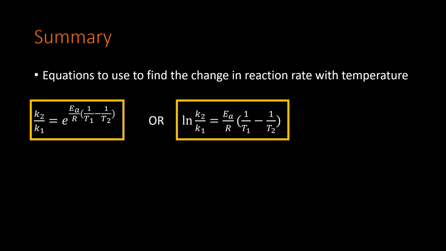And if you don't have access to scientific calculators, but instead you have access to log and anti-log tables, you can use the expression on the right, where we just take the natural logarithm of the expression. So that will be log K2 by K1 equals Ea by R times 1 by T1 minus 1 by T2.